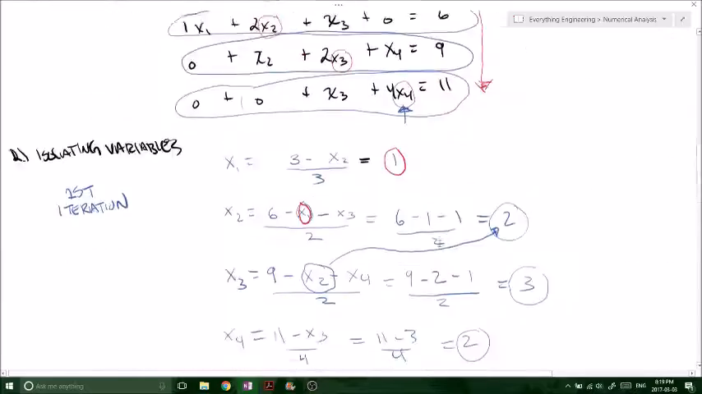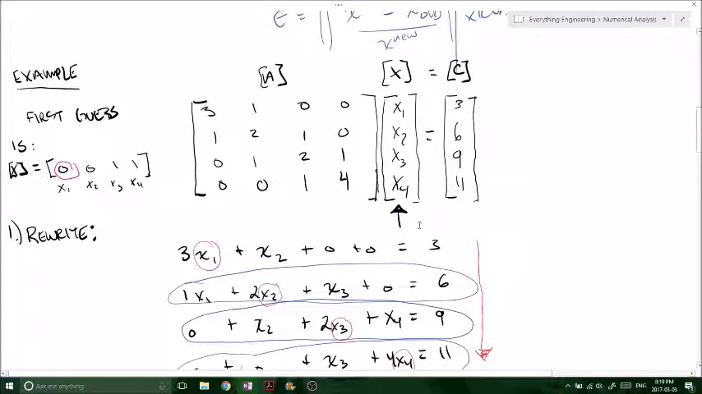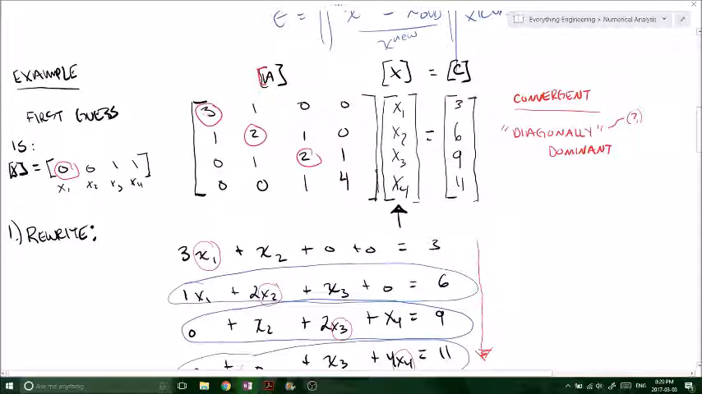So I was talking about converging and diverging, so let's just talk about what that actually means. So we can say a matrix is convergent if it is diagonally dominant. So what does that mean, diagonally dominant? All the diagonals in this matrix we can see is 3, 2, 2, and 4. Those are the diagonals. Now, a diagonally dominant matrix will look at the diagonal of the matrix, and it has to be greater than the sum of the remaining components.